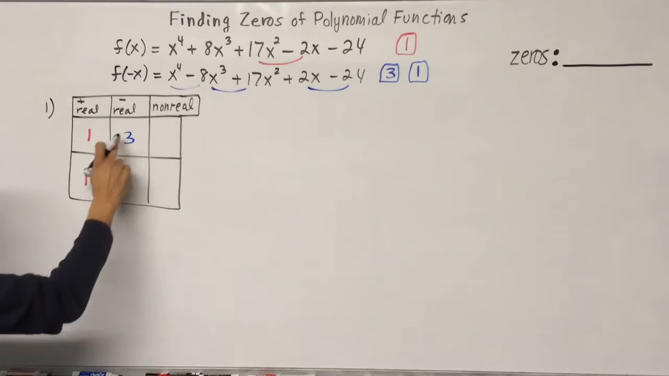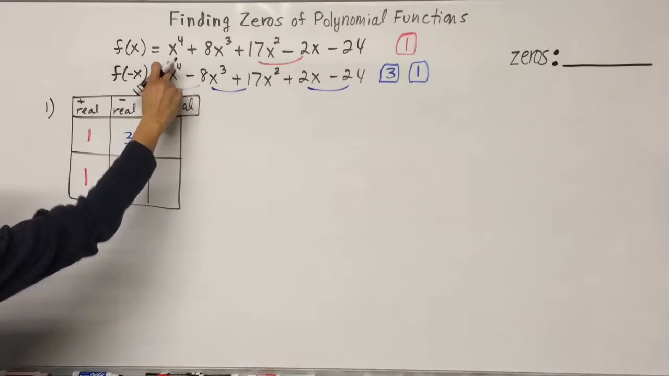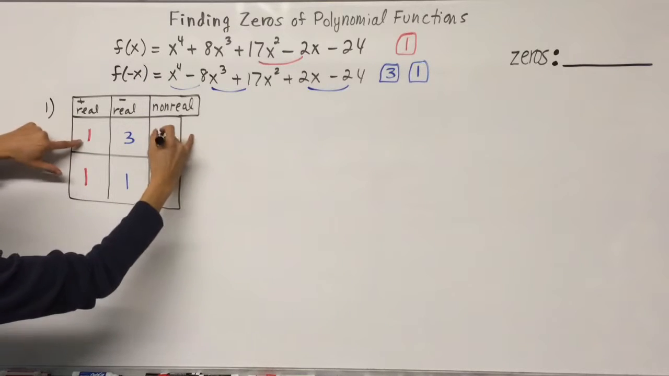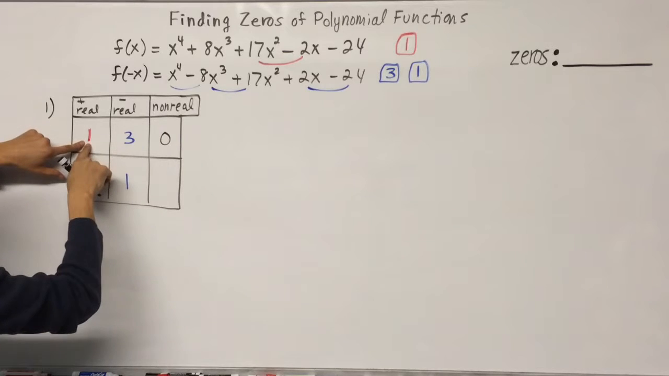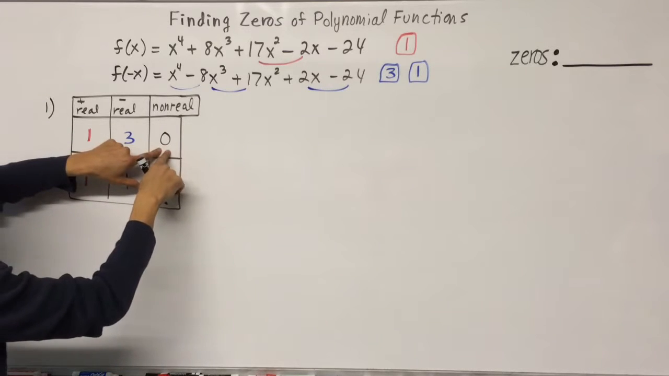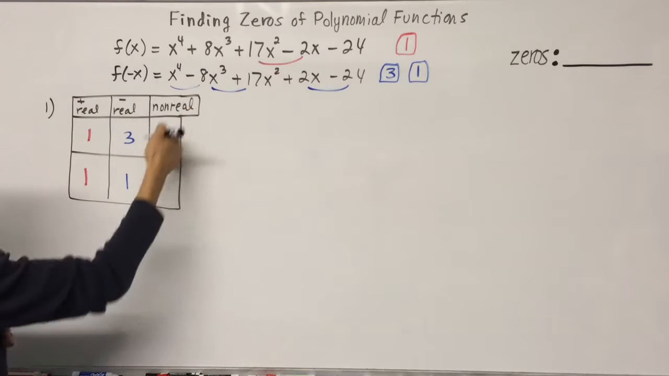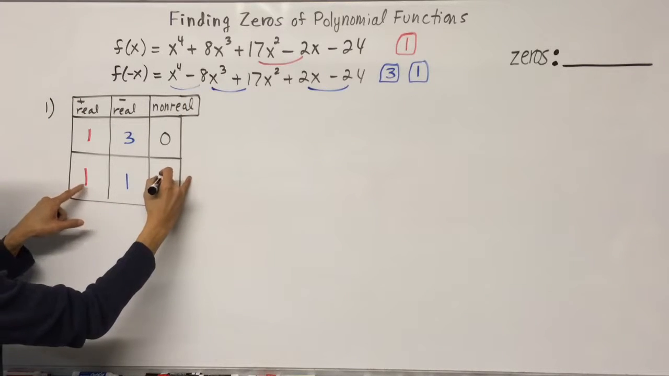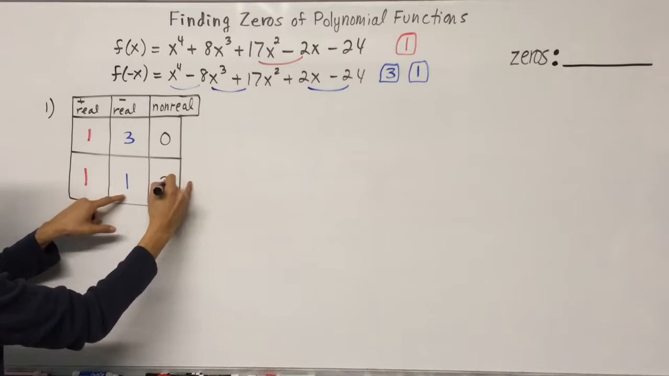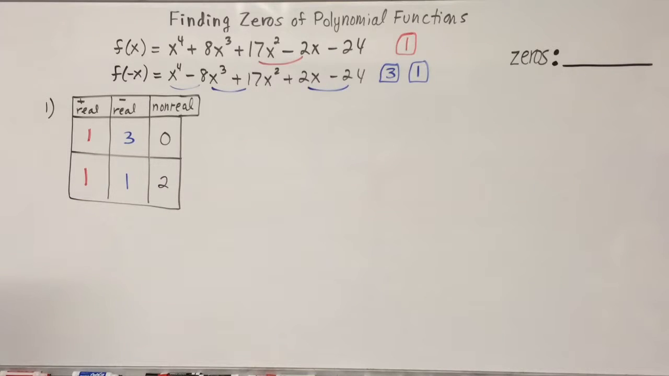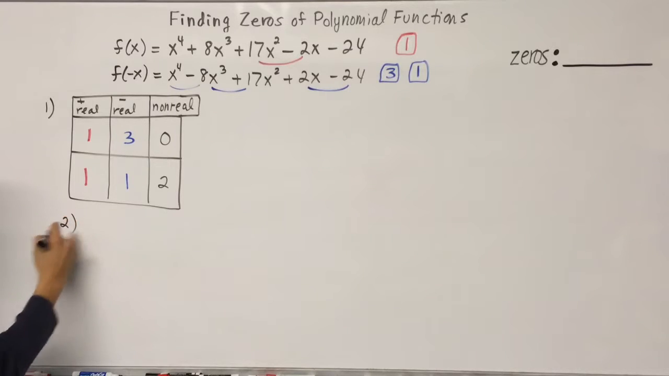Now remember that this is a 4th degree polynomial, so each row has to add up to 4. So if you've got 1 positive and 3 negatives, you're not going to have any more zeros, so you can't have any non-reals. And then here you've accounted for only 2 of them total, so the other 2 have to be non-real.